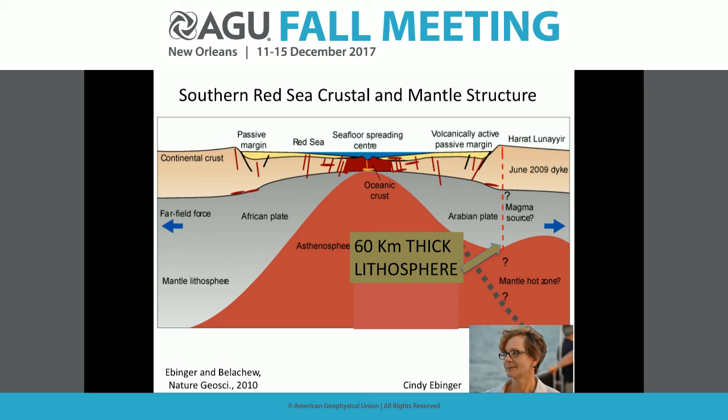So here's the standard kind of section across the Red Sea with incipient rifting. Shown here, thick lithosphere under Sudan. It's well known that the lithosphere is thinner in Arabia. There have been many studies.